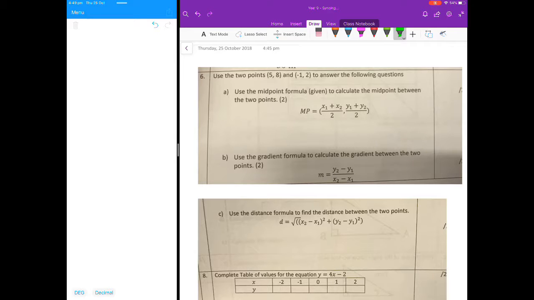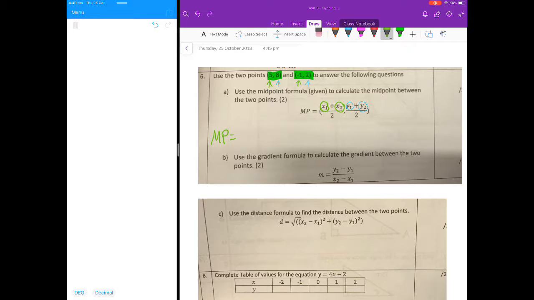Welcome to the linear relations part of our revision. Here we're looking at 2 points and we've got to work out which x is which x. So x1 is the x from the first point, x2 is the x from the second point. So we've got 5 and negative 1. y1 is the y from the first point, y2 is the y from the second point. So we've got 8 and 2.